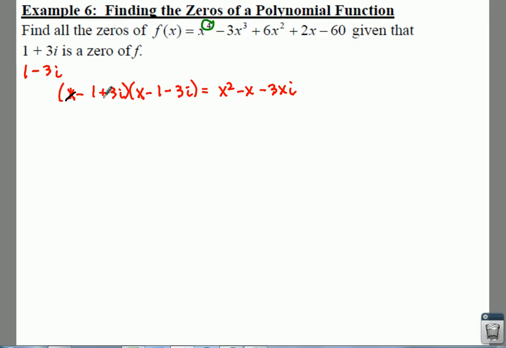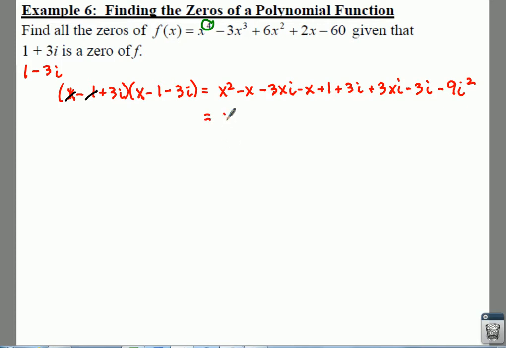So if we take -1 times all of this, this is going to give us a negative x, a positive 1, and a positive 3i. So we're done with that -1. Now we need to take 3i times everything. So 3i times an x gives us 3xi, minus 3i, minus 9i squared.